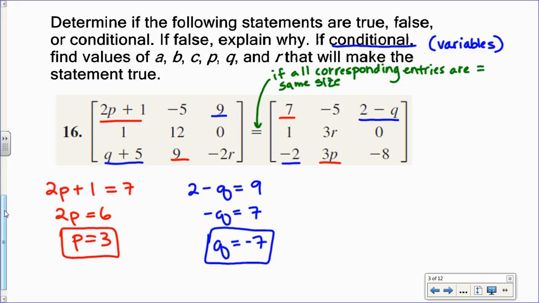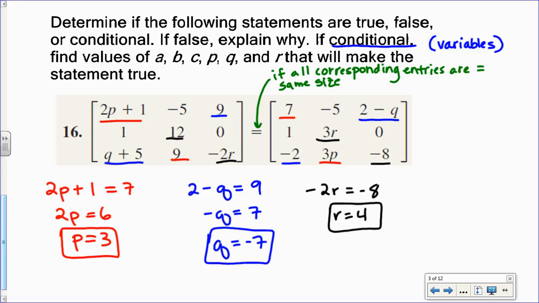Hannah Singer, what equation did you set up to find r? Okay, good. So negative 2r equals negative 8. We also could have done 12 equals 3r. In either case, you get r equals 4.